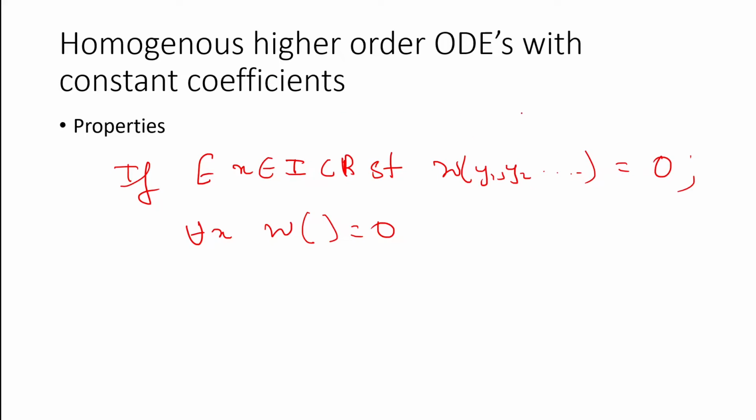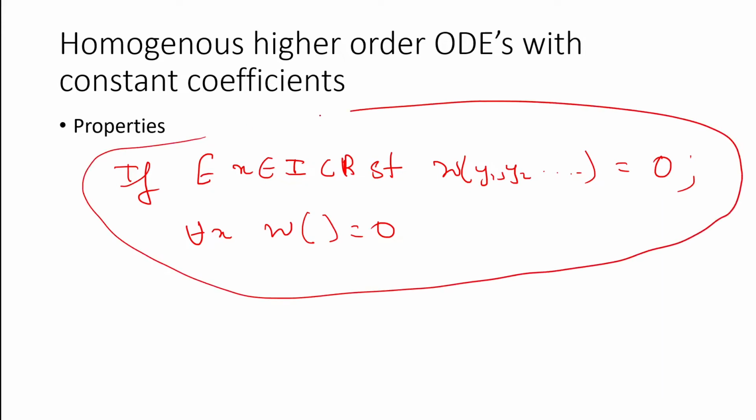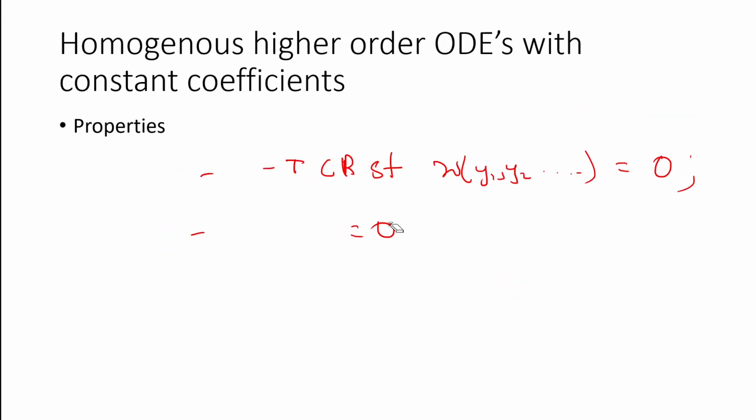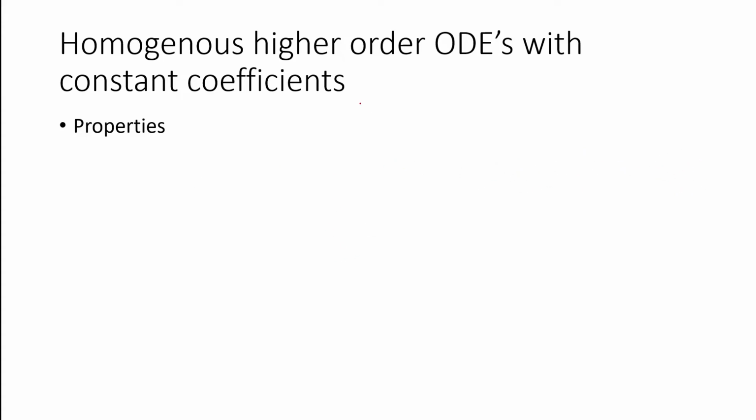So this is a property of the Wronskian, and this property gives rise to a special formula. I will not look into this formula in this lecture. We'll look into it in the next lecture. So now we have listed out the properties of homogeneous higher order differential equations with constant coefficients. Let me write them out again.